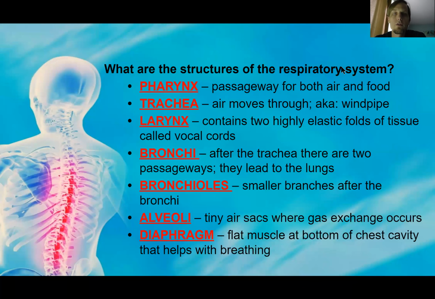Hello. So this is a quick introduction to the circulatory and respiratory systems and their structures. I want to tell you the whole point of these two systems and how nutrition affects that.